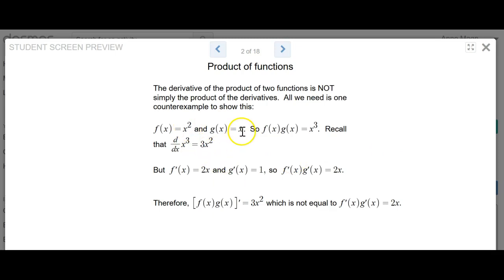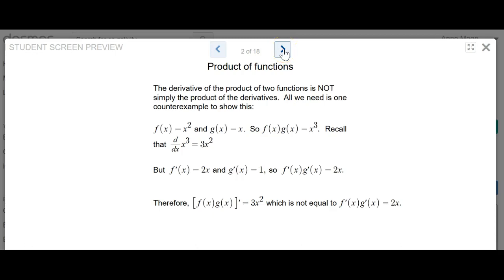x squared and x. Their product is the function x cubed, and we know that using the power rule, the derivative of x cubed is 3x squared. But if we look at the derivatives of the individual functions, the derivative of f of x is 2x, the derivative of g of x is just 1, so their product is 2x. Clearly 3x squared is not equal to 2x. So we know that we can't say the derivative of the product is the product of the derivatives.